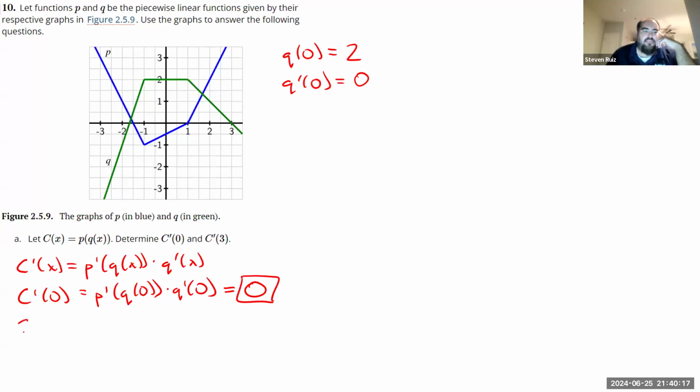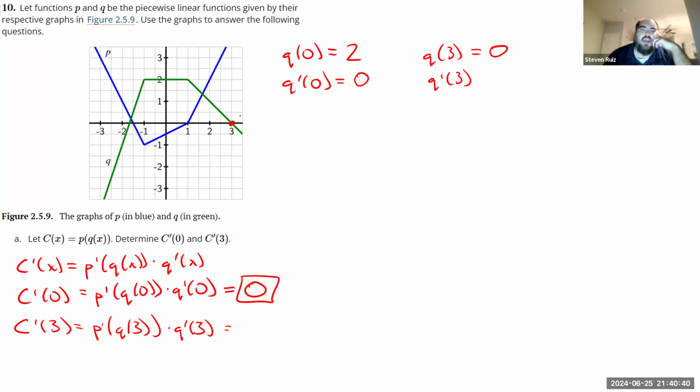So what about c prime of 3? C prime of 3 is equal to p prime of q of 3 times q prime of 3. So what are q of 3 and q prime of 3? Q of 3 is equal to 0. Q prime of 3 is equal to, looks like, -1.